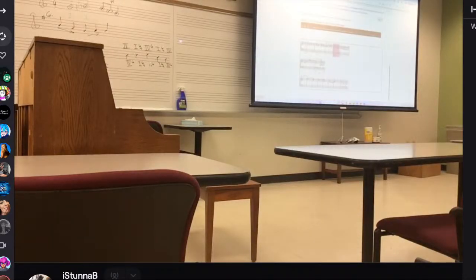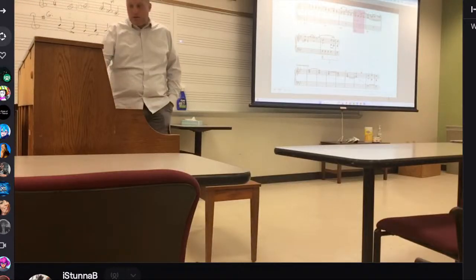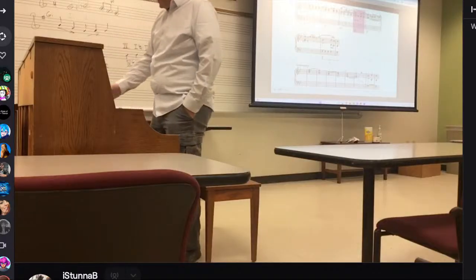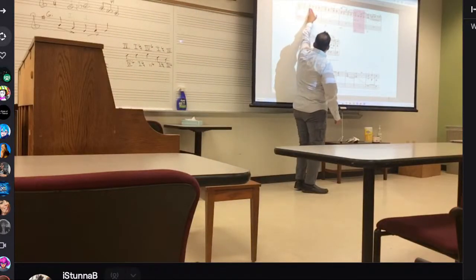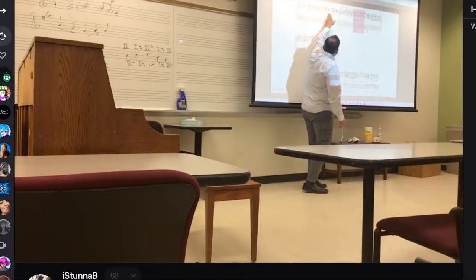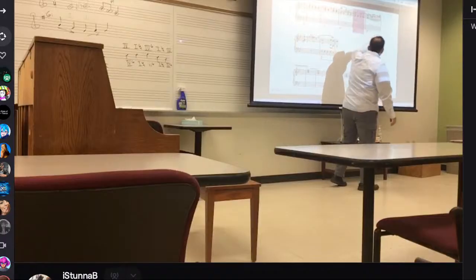Here's another example of passing 6/4. Example 9-10. So you're looking at the bass, there is nothing written in the bass, but the bottom note of the treble clef then becomes our bass. And if you notice, it's just moving down by step each measure.